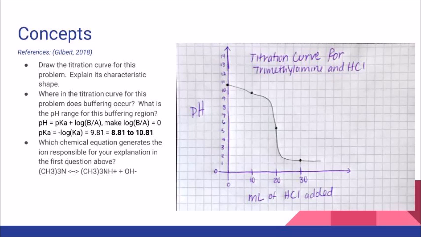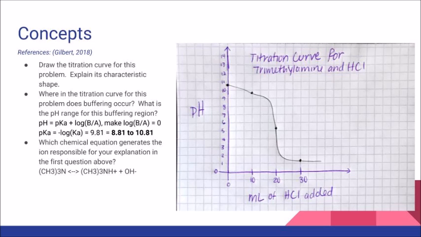When calculating the pH values in this region before the equivalence point, the equation (CH3)3N + H+ → (CH3)3NH+ plus OH- is used to determine the amount of excess hydroxide ions that contribute to the pOH value. Then from the pOH value, you can calculate the pH.